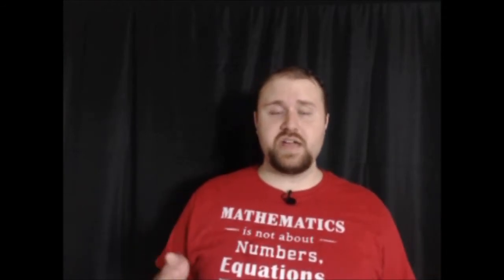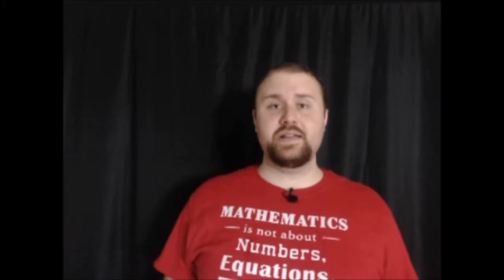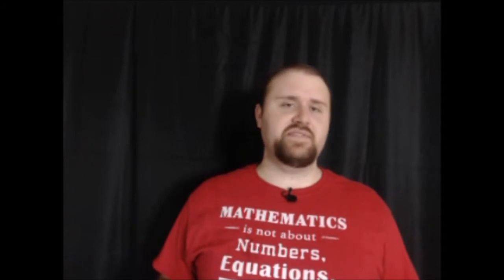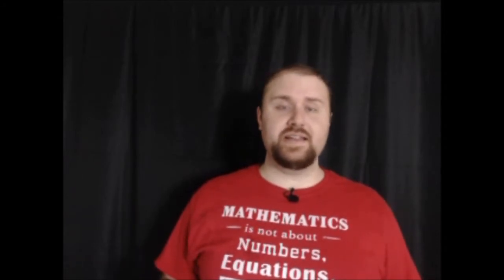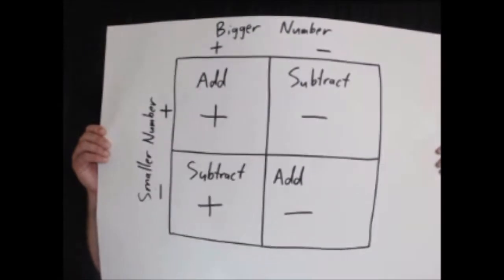So if in your addition problem you have one number that's negative and one number that's positive, then all you have to do is subtract them as if they were both positive numbers. And the sign, positive or negative, that you'll have at the end will be the same sign as the sign of your bigger number. Now that still seems like a lot to keep track of, but have no fear, I made a chart for you.